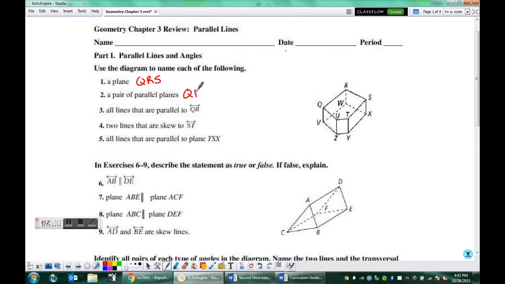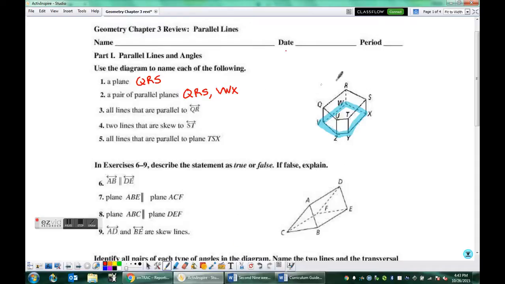For the next one, a pair of parallel planes, I'm going to use that top side again. Another plane that is parallel to that top side is going to be that bottom side. Again, I only need 3 letters to name that bottom side, so I'm going to call that VWX.